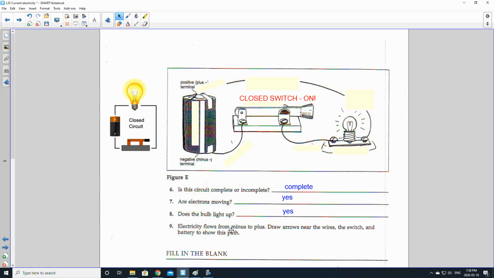Electricity flows from minus to plus. Over here, they've taped the wire to the bottom of the battery. We want to draw the arrows near the wires, the switch and the battery to show this path. They kind of already have some arrows, but just to show you, let's make them really clear.